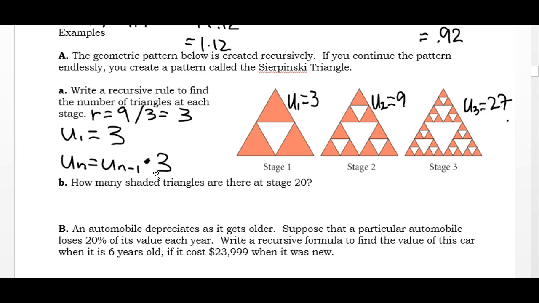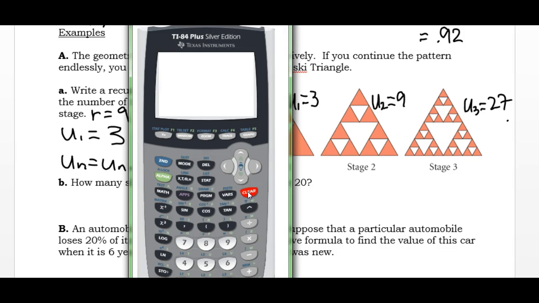Letter B says, how many shaded triangles will there be in the 20th figure? So I have my calculator here, and I'm going to key in my starting value and then hit enter. And then I'm going to multiply that by my ratio, and every time I hit enter, I get the next term. So my first term was 3, my second is 9, my third is 27, and I got to keep going all the way to number 20. So that's 3, 4, 5, 6, 7, 8, 9, 10, 11, 12, 13, 14, 15, 16, 17, 18, 19, 20. At my 20th term, I'm well over 3 billion shaded triangles.